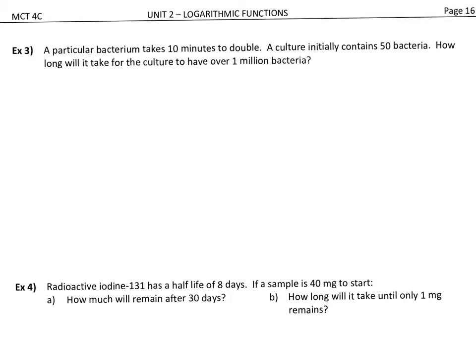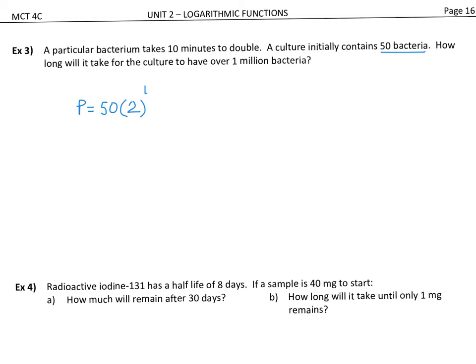So doubling time means our base would be a 2. We've got 100% plus 100%. So when I go to write my equation for this, I know my base has to be a 2. The initial number of bacteria was 50 here. So that's my A value for my exponential function. I'm going to use the capital letter P for population.